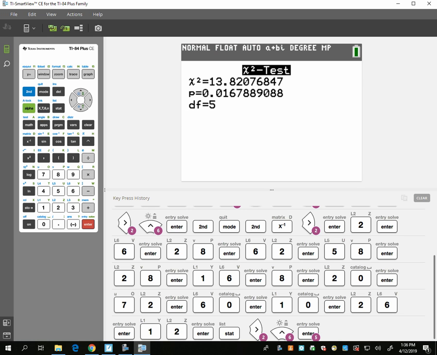So this is not a very common test, and again, you only have to do one more question on here, the last one, not the middle one. And that wraps up chi-square.